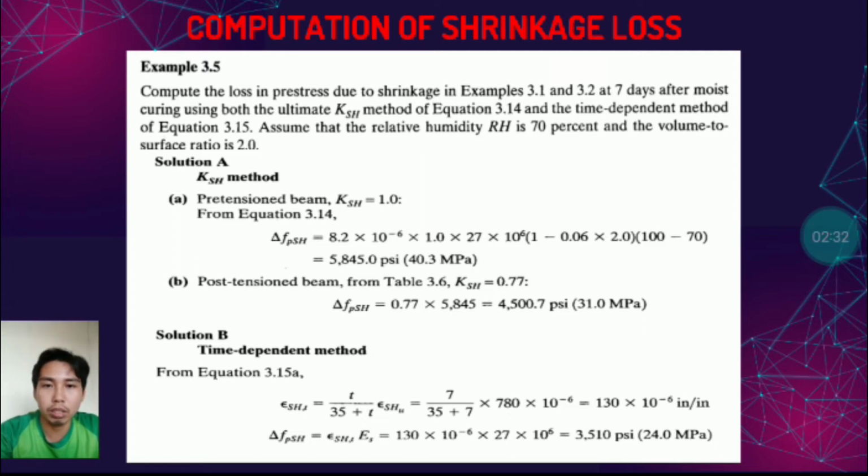For the post-tension beam, for the first problem, we know that the prestress loss due to shrinkage will be somewhat lesser as some shrinkage has already taken place before post-tensioning. Our equation will be delta f_PSH equals K_sh times delta f_PSH, where K_sh equals 0.77 from the value provided by PCI for 7 days curing. Therefore, delta f_PSH equals 0.77 times 5,845.